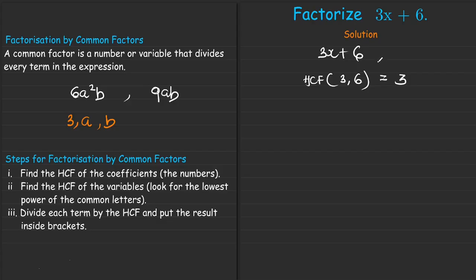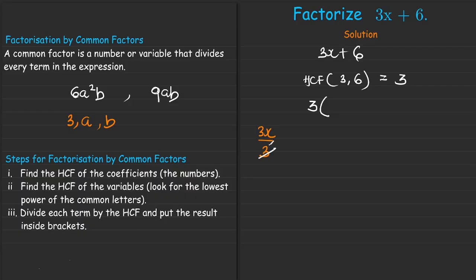So we go to the next one, which says we should divide each and every term by our highest common factor so that we can get what we can write in the bracket. So first of all, let's write this highest common factor we've gotten. Let's write it out here, then into bracket. So this first term, which is 3x, we divide it by what we have outside here. We divide it by 3.